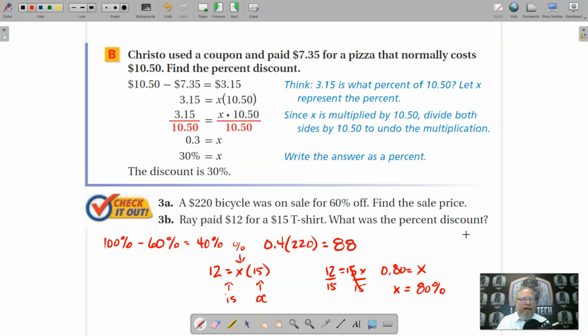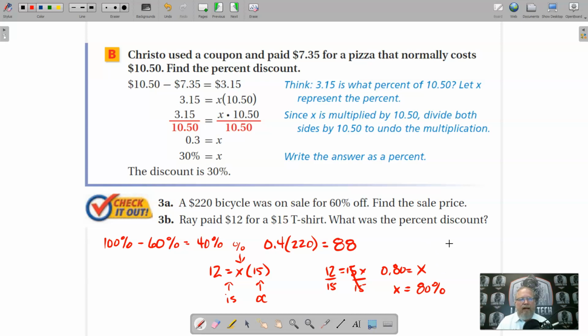You might be thinking 80, but actually that answer doesn't make sense. 80% of 15? Well, 50% of 15 is $7.50, right? So you're only getting $3 off. So actually 80% is what you're paying. You're paying 80%. So what was your discount?